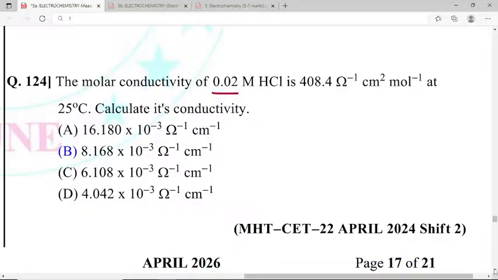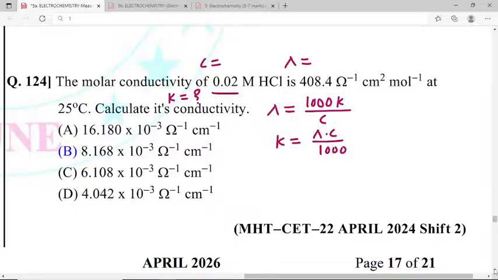The molar conductivity and concentration are given. Conductivity we have to calculate. 1000 K by C. So K is equal to lambda C by 1000. Substitute the value, we will get the answer.